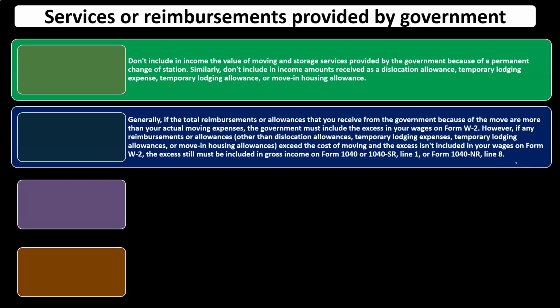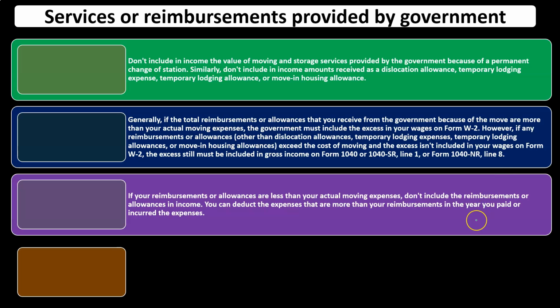However, if any reimbursement or allowance other than dislocation allowance, temporary lodging expenses, temporary lodging allowance, or move-in housing allowance exceeds the cost of moving and the excess isn't included in your wages on Form W-2, the excess still must be included in gross income on Form 1040 or 1040-SR line 1 or Form 1040-NR line 8. If your reimbursement or allowances are less than your actual moving expenses, don't include the reimbursements or allowances in income. You can deduct the expenses that are more than your reimbursement in the year you paid or incurred the expenses.